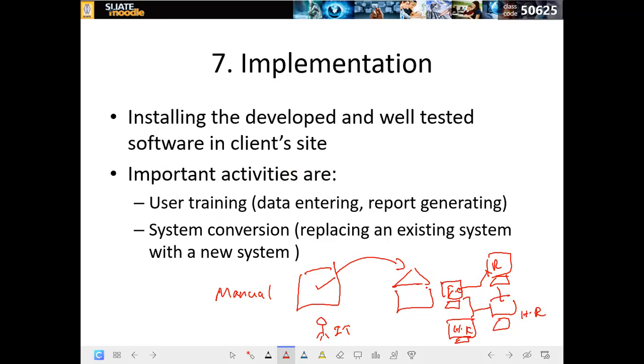After installing the system on the computers, they are going to do user training, right? How to enter the data, how to get the report, right? How to handle some issues, right? They are going to train you how to work with the system.